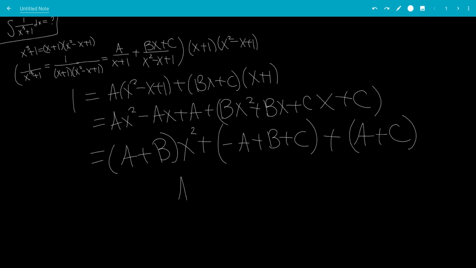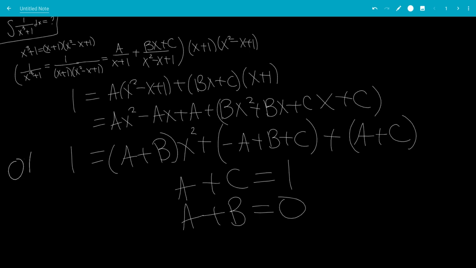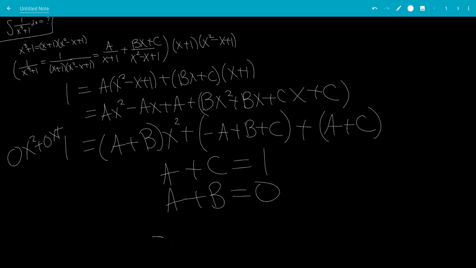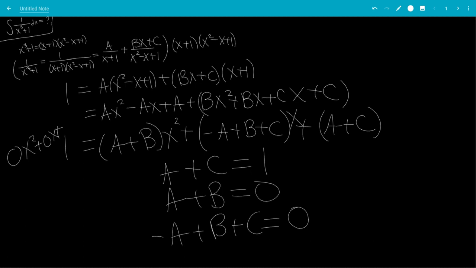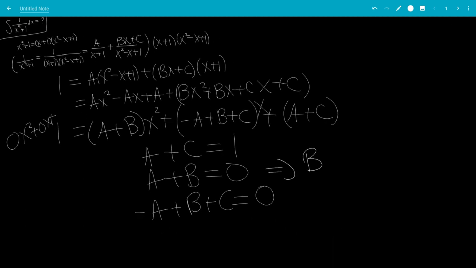Okay, so A plus C equals 1. We have that A plus B equals 0 because this is 0x squared plus 0x plus 1. Now we have minus A plus B plus C equals 0. So this is the x term. This means that B is minus A. This means that C is 1 minus A.